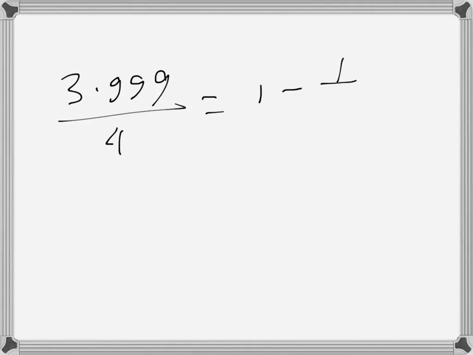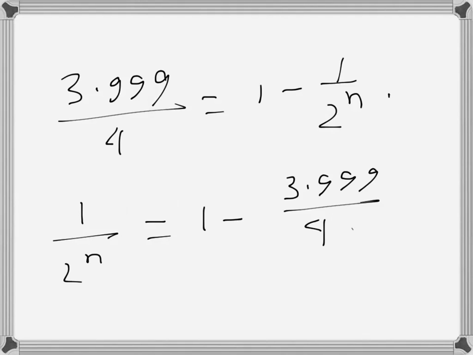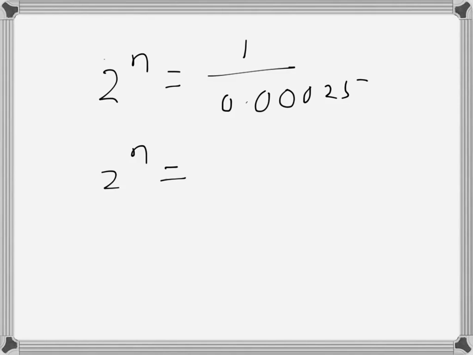So 1 minus half to the power n equals 1 minus 3.99999 over 4, so that one is 0.0000025 there. So 2 to the power n can become 1 over 0.0000025. So 2 to the power n becomes 400000 now. So we need to solve this for n.